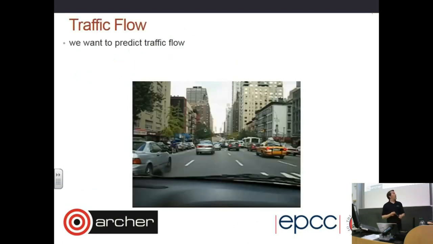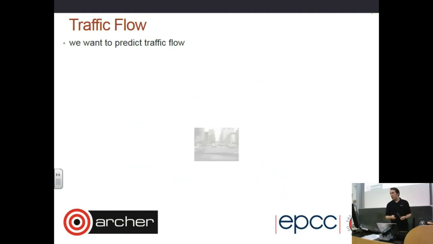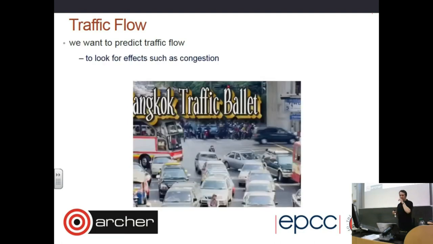You want to predict traffic flow for two kinds of reasons. One is, obviously, you want to avoid congestion. These were originally movies, but they've not transferred. You don't want to get traffic jams like this. But it's a bit like weather forecasting. Short-term traffic modeling is like weather forecasting. You would decide whether to have a barbecue tomorrow based on tomorrow's weather forecast or this afternoon's weather forecast.